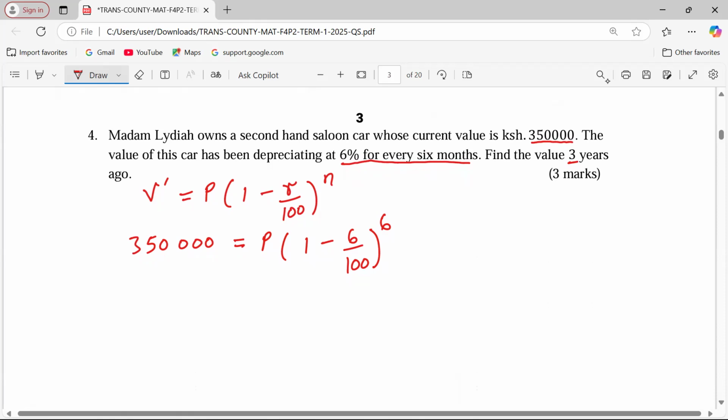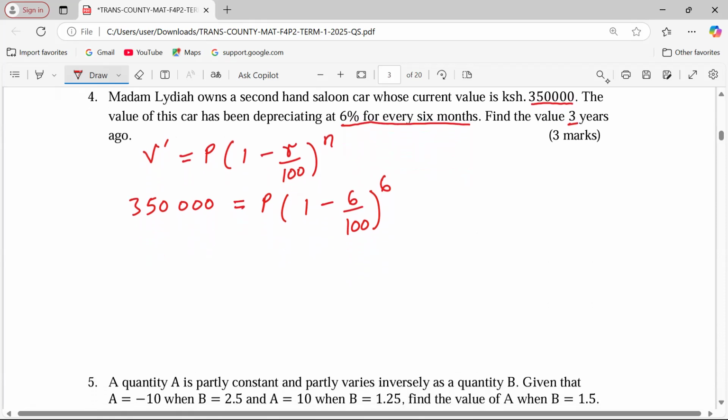So the language here, the rate of 6% for every 6 months, is the one that will guide us. So n will not be used as 3. It will be 6. So we don't know the value it was 3 years ago, but with this kind of depreciation, it has come to 350,000. So we can get that value it was. So we will talk about now 350,000 being equal to. Now here you make good use of your calculator.